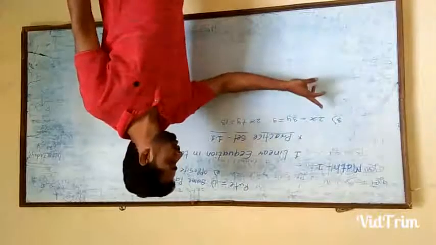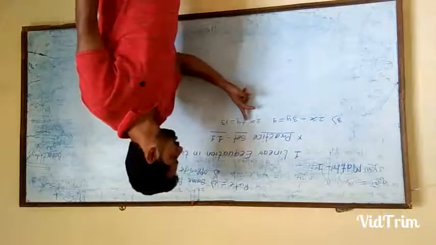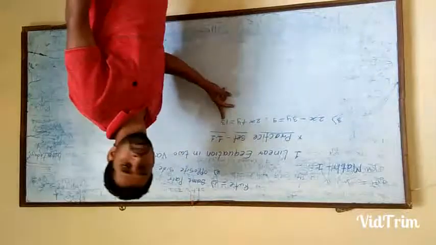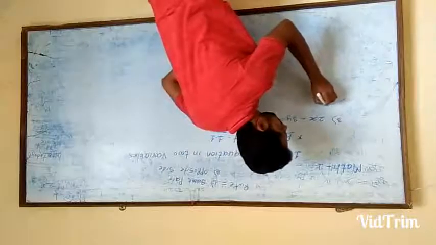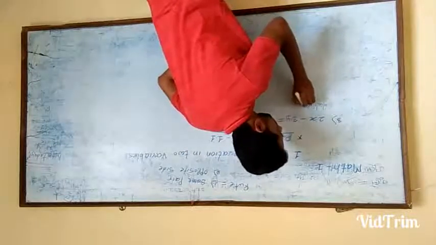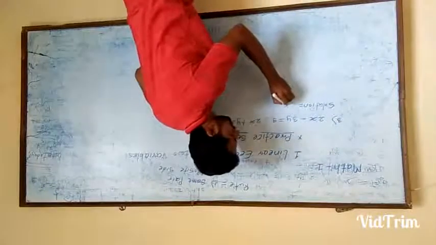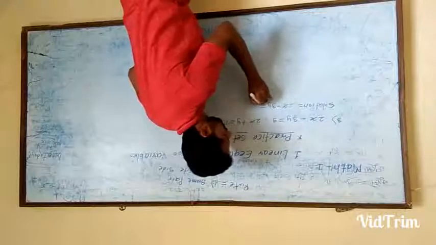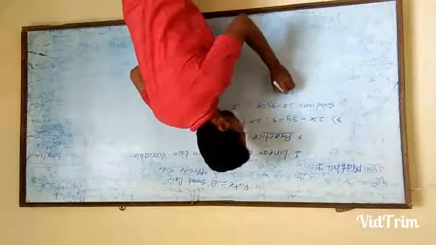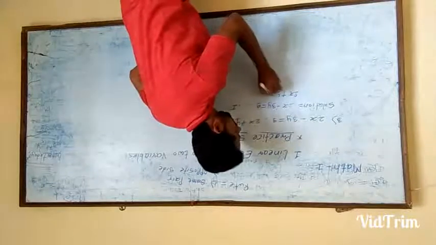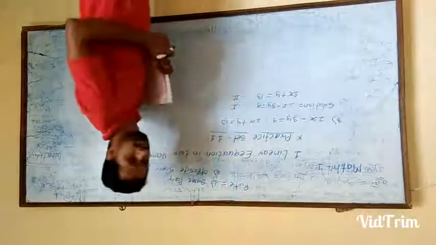Third example: 2x minus 3y is equal to 9, and 2x plus y is equal to 13. So how to solve? Solution: 2x minus 3y is equal to 9, assume it as the first equation, and 2x plus y is equal to 13, assume it as the second equation.